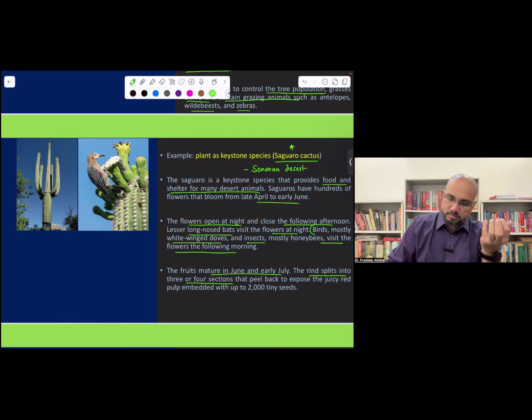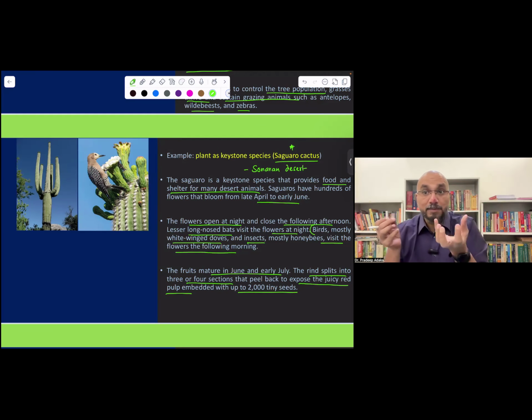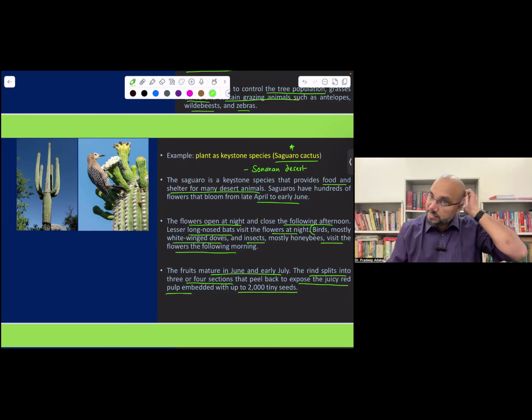It is peeled back to expose the juicy red pulp embedded with 2000 tiny seeds. So very small seeds are there. So this pulp will attract the animals because it is very fleshy and it is a source of water. So birds and animals, they will try to eat these fruits, and in this process they will also ingest the seeds along with the flesh. So they will excrete the seeds, and there again this cactus will pop up. So they also help in dispersal of the seeds of this cactus.